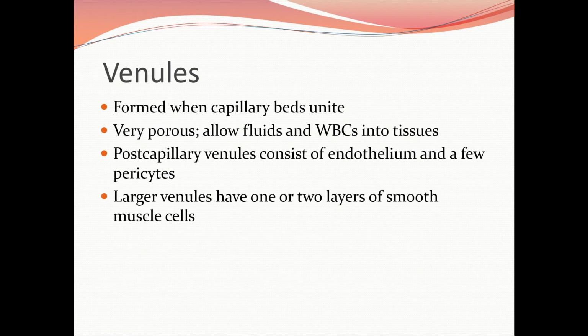Venules are formed when capillary beds unite. Venules are very porous, allowing for fluids and white blood cells to enter into the tissues. Postcapillary venules consist of endothelium and a few pericytes. Larger venules have 1 or 2 layers of smooth muscle cells.